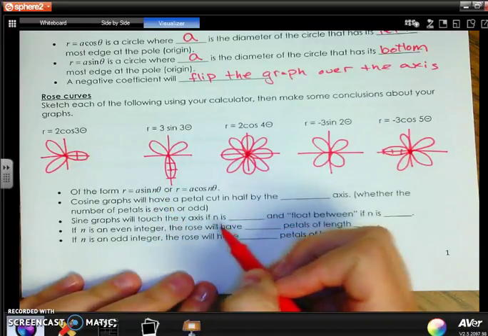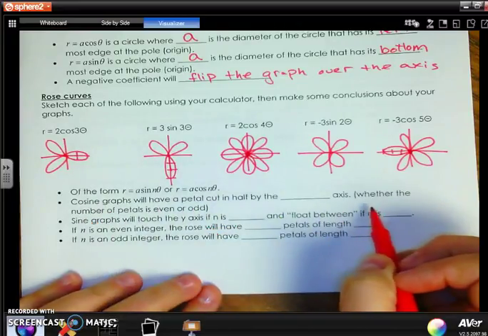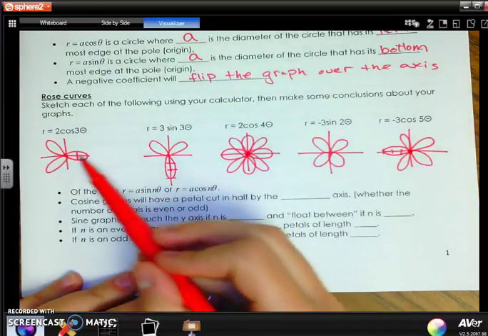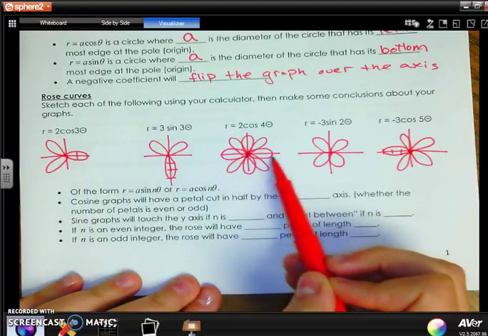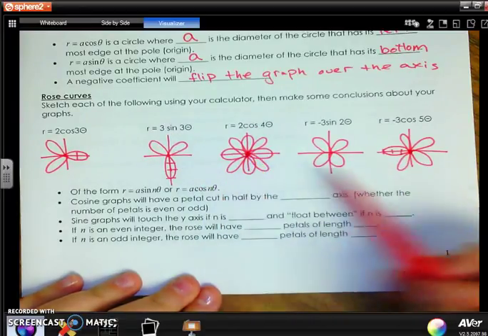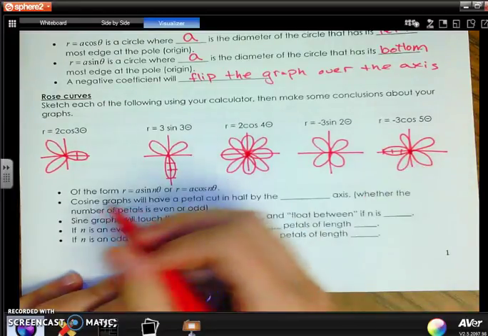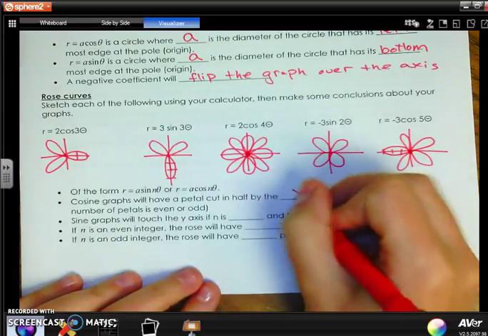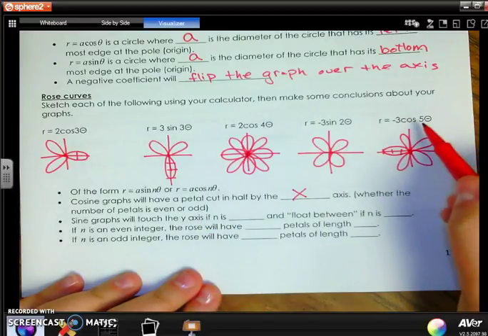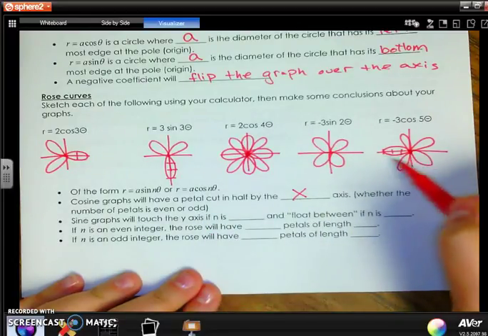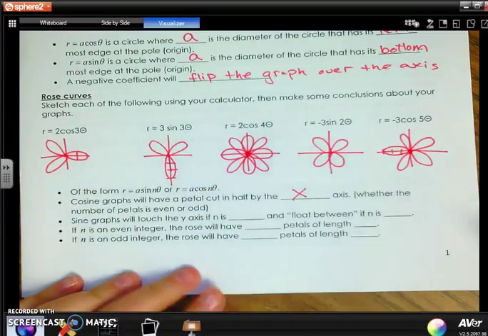So you've got that. And the graphs themselves, the cosine graphs, look like they have a petal cut in half by the x-axis, okay? So notice this cosine curve. See how this has a petal cut in half by the x? This is a sine curve. This is a cosine curve, and it has a petal that's cut in half by the x-axis. Sine curve. Cosine curve. This time the petal that's cut in half by the x-axis is over here. So cosine graphs will have a petal cut in half by the x-axis, whether the number of petals is even or odd. So here, even though this was an odd number of petals, it still had it cut in half by the x. Odd number of petals cut in half by the x. Even number of petals cut in half by the x.